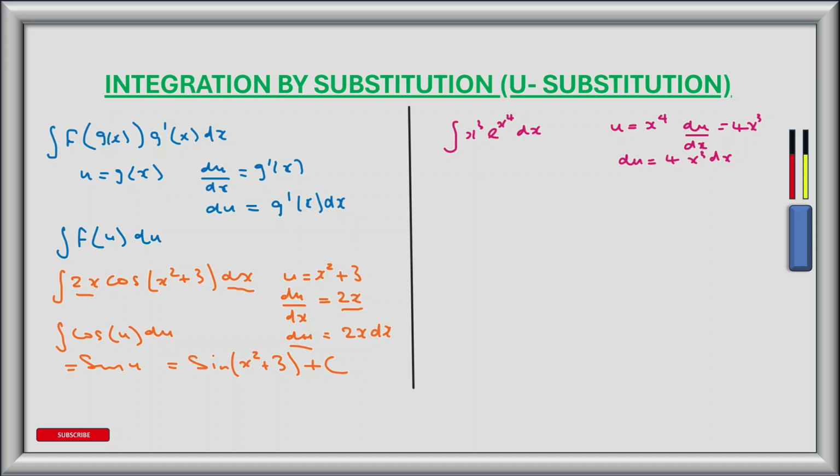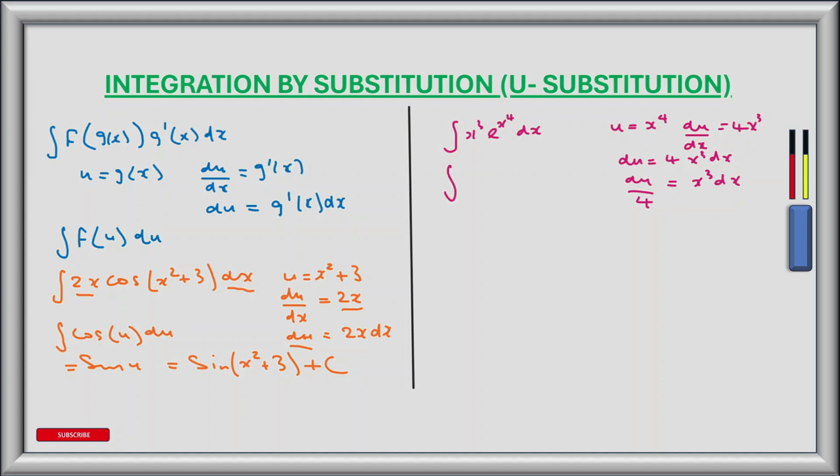So this is not quite in the format that we need. We have an x cubed dx, but here we've got 4x cubed dx. So if we divide both sides by 4, we have du divided by 4 is equal to x cubed dx. So now we have it in the format that we need. So now let's perform our substitutions.